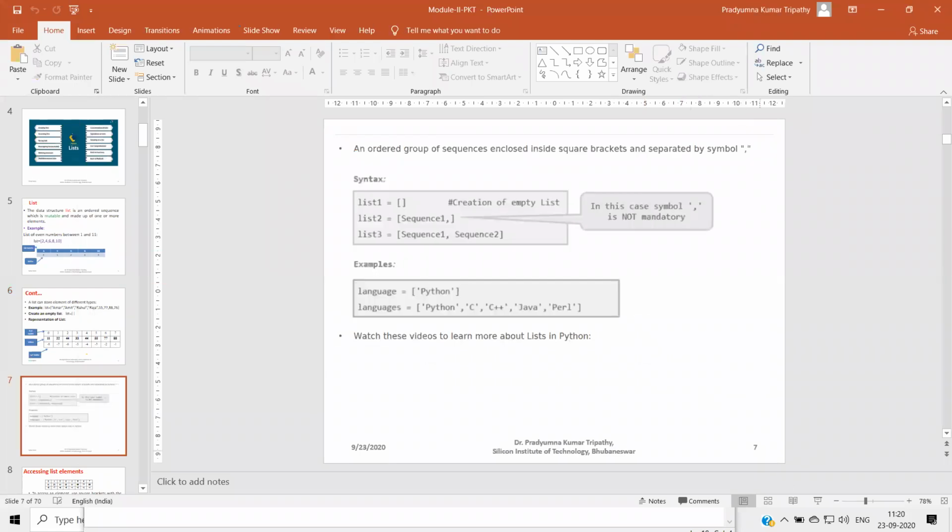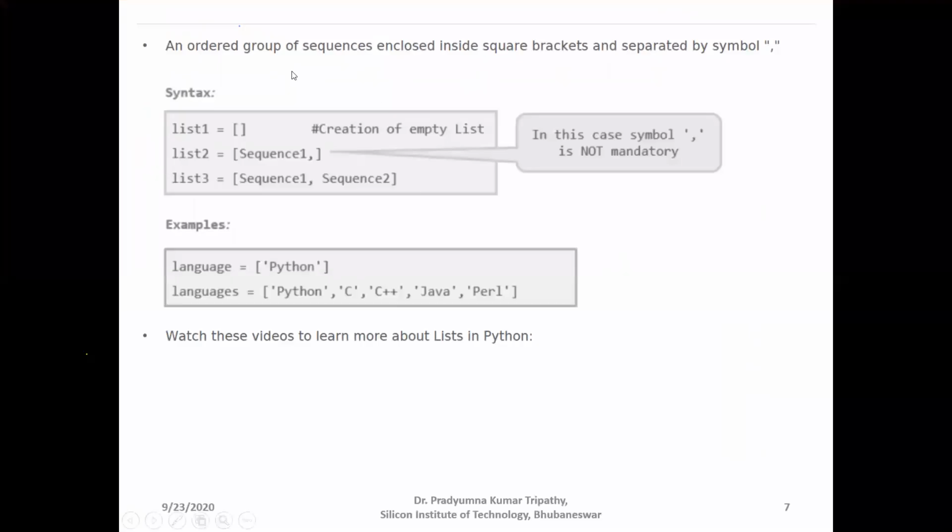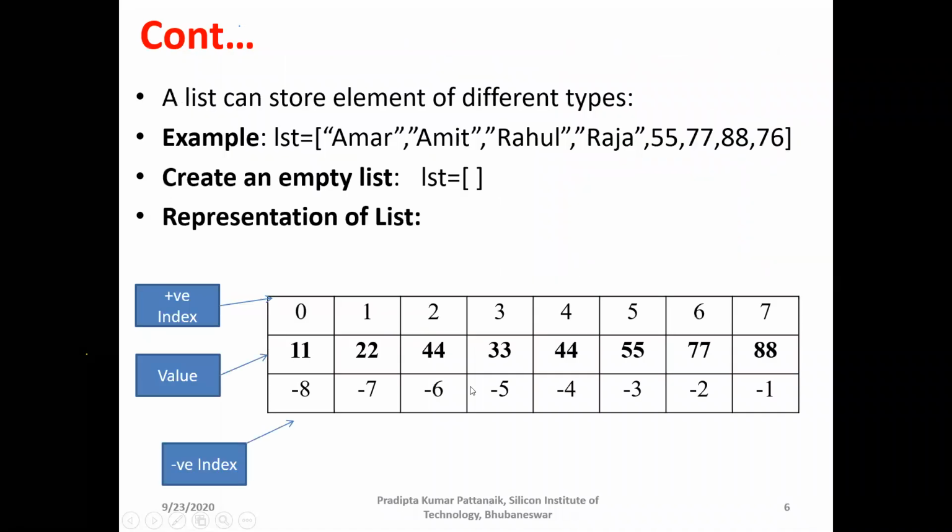Just see over here, a list is an ordered group of elements enclosed inside square brackets. You have an ordered sequence, but it should be enclosed within the square brackets and separated by comma. These elements are being separated by comma. So list elements are separated by comma.